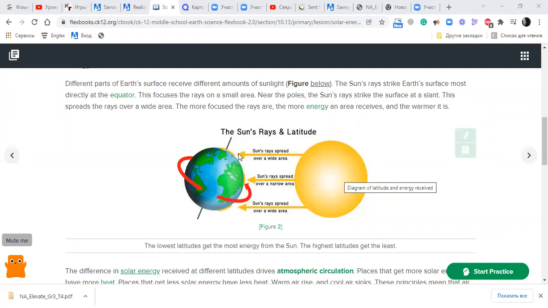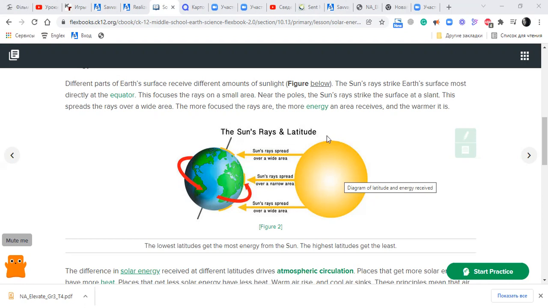If we look at the arrow above and the arrow below, we can see that this arrow hits the Earth not at the direct angle, but it is a bit slanted. It means that the sun rays are spread over a larger territory. It means each piece of land gets less sunlight compared to the place around the equator, which gets the most sunlight.